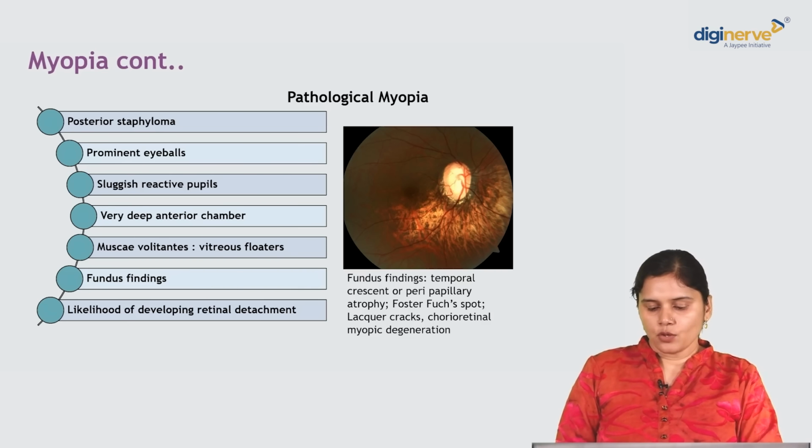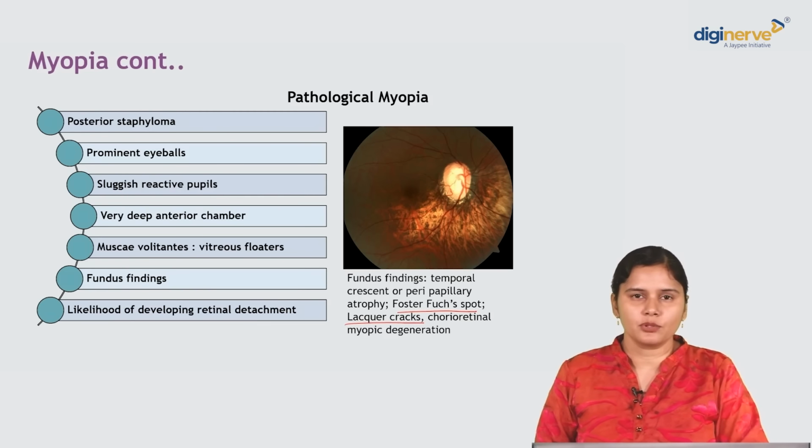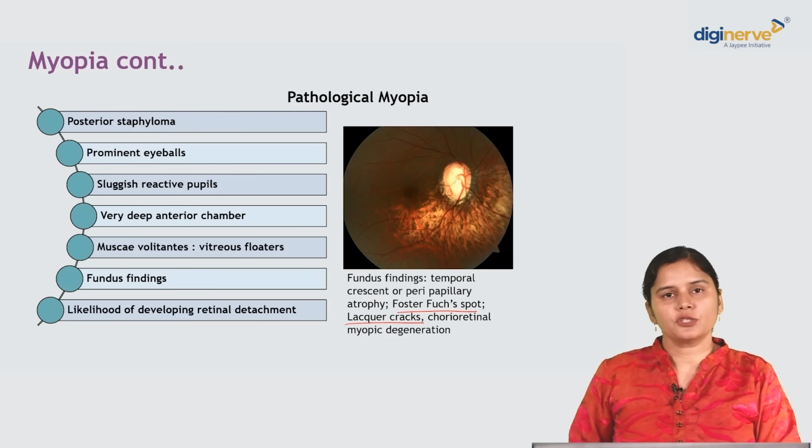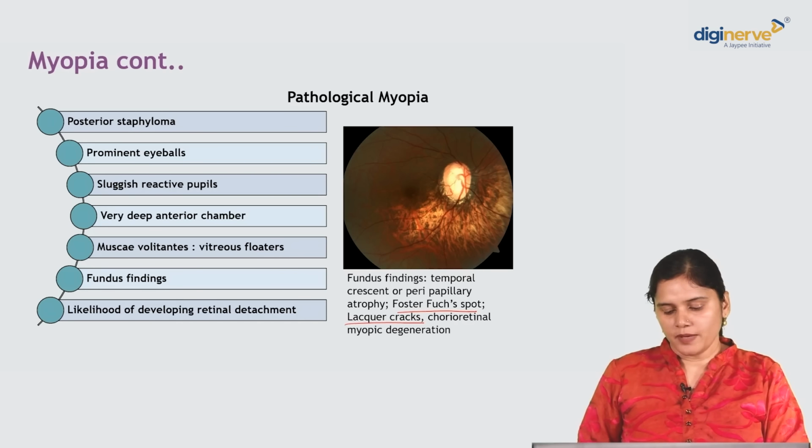Then there can be Fuchs spots or lacquer cracks. Lacquer cracks are breaks in the Bruch's membrane because of elongation of the eyeball, and Fuchs spots are previously healed CNVMs that might be present, or there is RPE hyperplasia present over the retinal pigment epithelium. So these spots might be present.